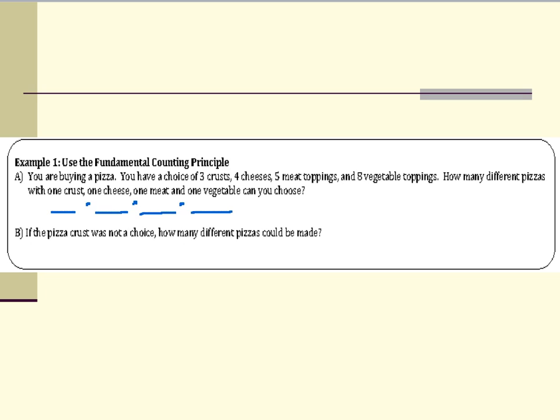So for my first choice, how many crusts, I have 3 options. For my second choice, how many cheeses, I have 4 options. For how many meats, I have 5 options. And then for how many vegetables, I have 8 options. If you just multiply those all together, you get 480. So there are 480 different ways you could do this.